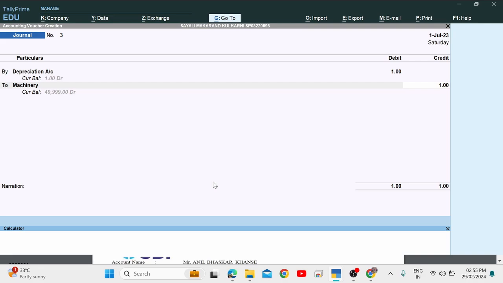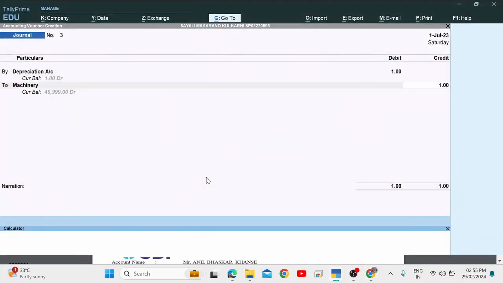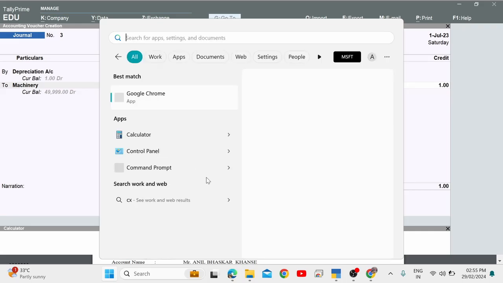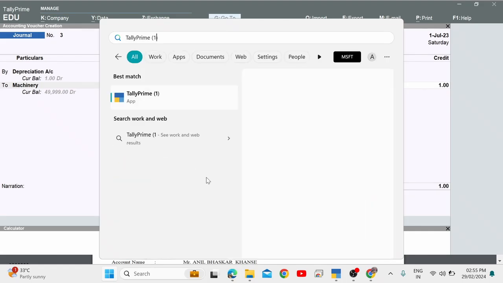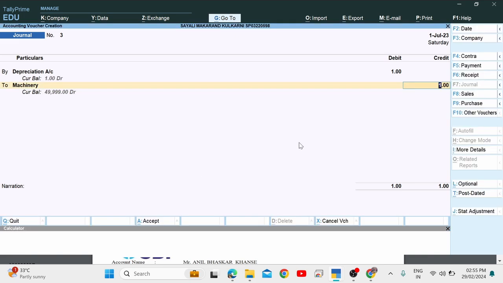Please do the calculation and tell me, someone. For a year, 25% of 50,000 is 12,500, and quarterly they are asking us, so 12,500 divided by 12 into 3 is 3,125. Use that, 3,125 here.